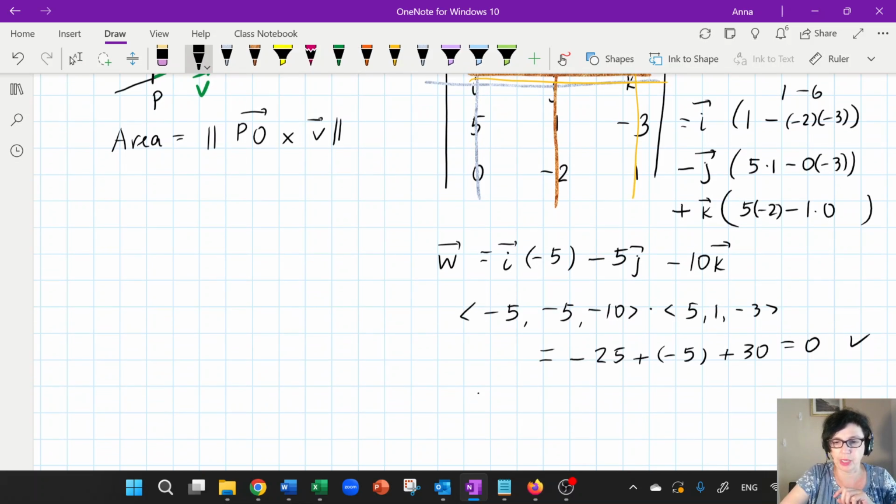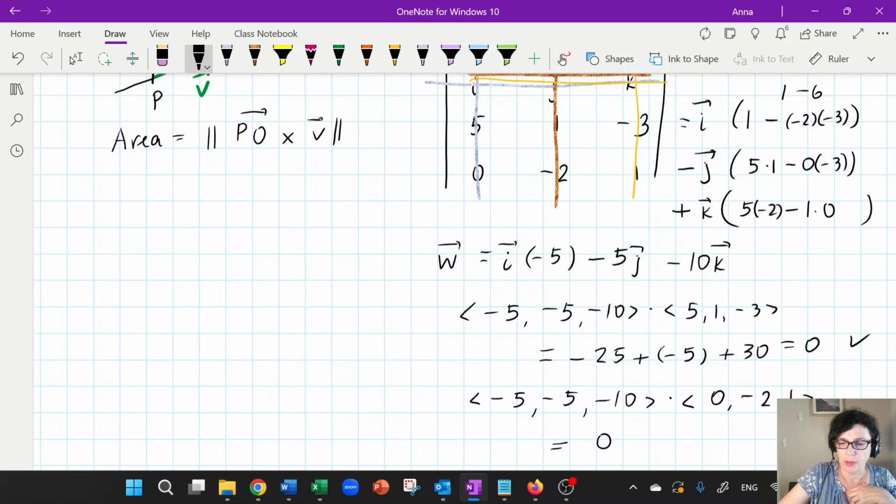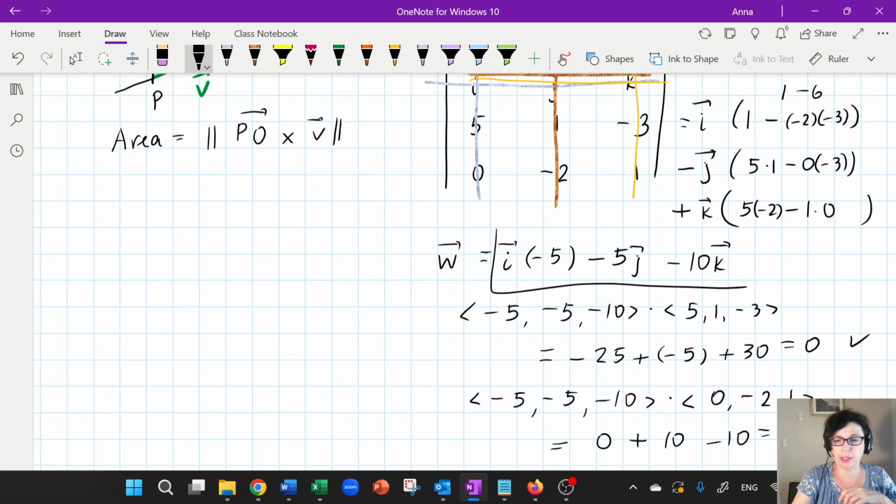Now I have to do the exact same thing. So -5, -5, -10. I am going to also dot that with the second vector and see if that is 0. So that gives me 0, then plus 10, and then minus 10, and that's also 0, so check. So I know that my cross product vector, this right here, this is correct.